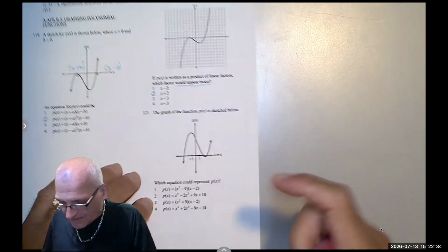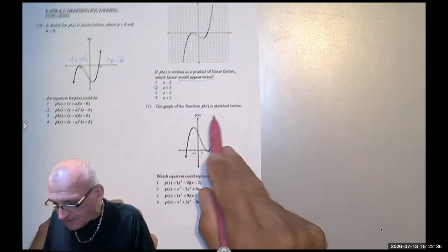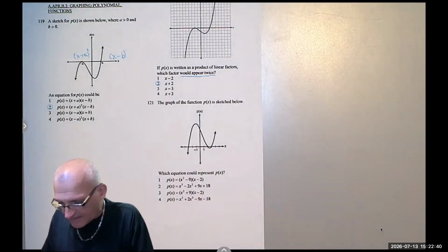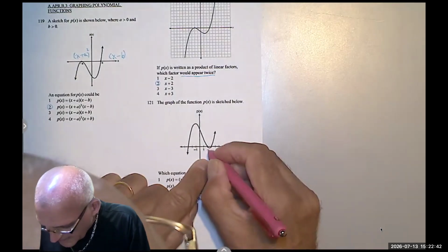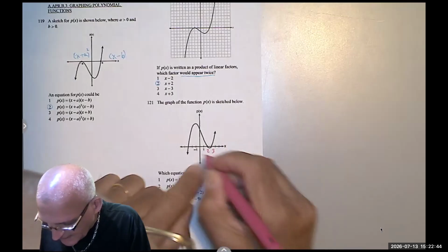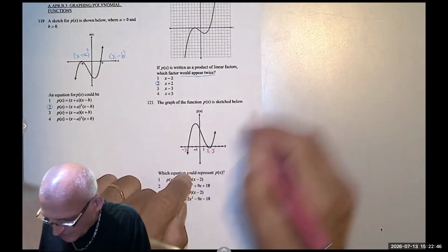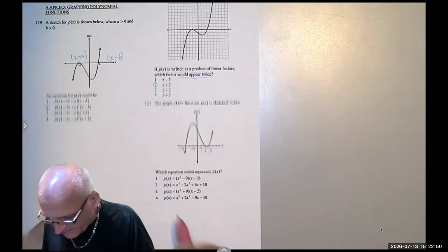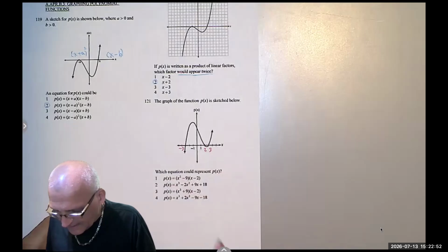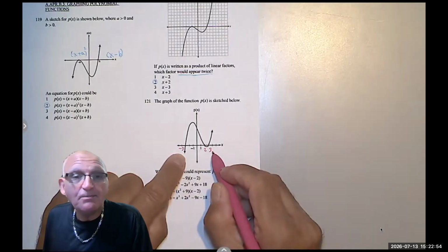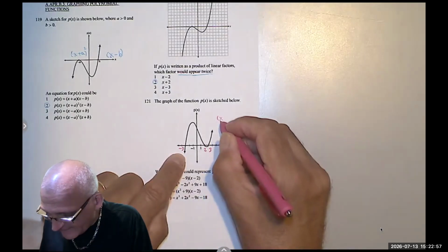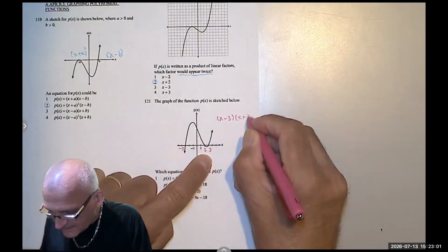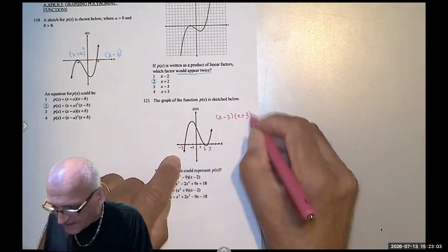or 121 in this case. The graph of the function p of x is sketched below. Which equation could represent p of x? I'm crossing at 2, at 3, and at -3. So it would be x minus 2, x minus 3, x plus 3. Oh, but I have 3 positive and negative, meaning I have x minus 3 times x plus 3. This is x minus 3, this is x plus 3.